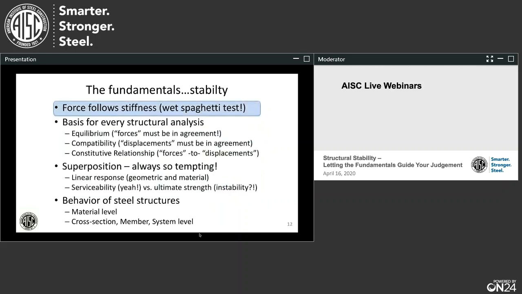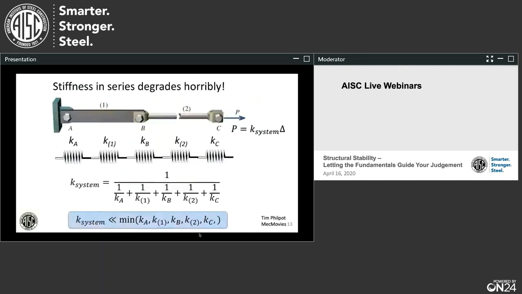So the first one is force follows stiffness and the wet spaghetti test. The wet spaghetti part is more of a question: what if one of the members were to turn to wet spaghetti, a structural member that had no stiffness, what would happen to the stiffness of the system? So the first one that I'd like to look at is just a very simple 2-bar linkage here. And on the right there, I think you can see my cursor, the relationship between the amount of force we put on the end of this member and the amount of deflection we get, that would reflect the stiffness of the system.